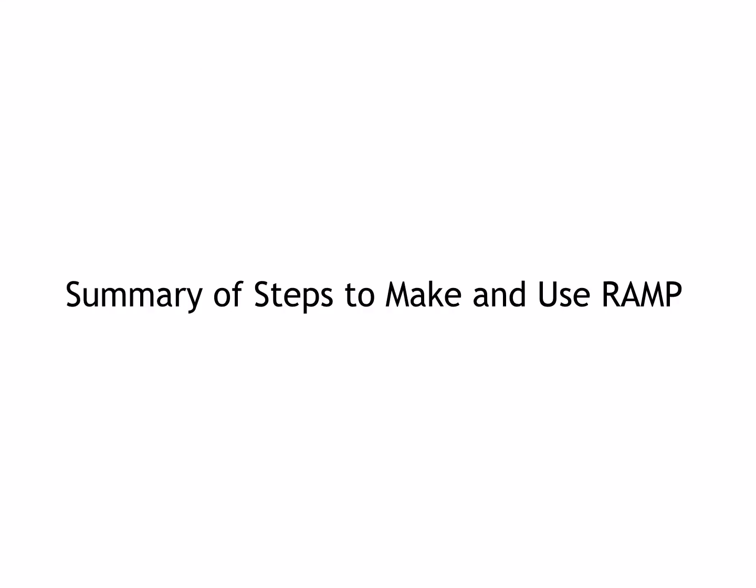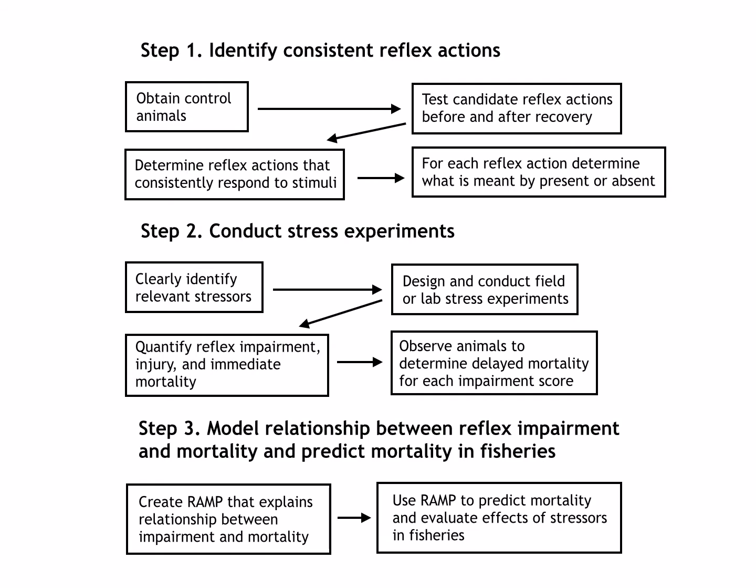A summary of steps to make and use RAMP. The diagram shows steps to make and use RAMP. Step 1. Identify consistent reflex actions. Step 2. Conduct stress experiments. Step 3. Model relationship between reflex impairment and mortality, and predict mortality in fisheries. The details of these steps will be explained.